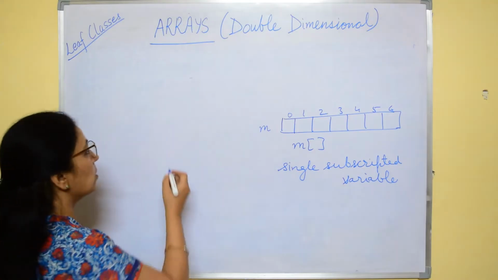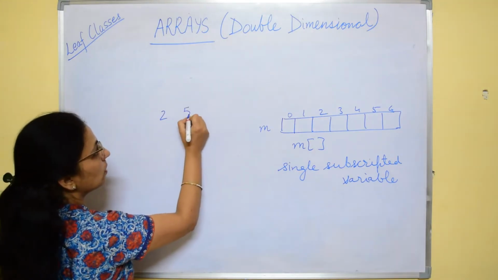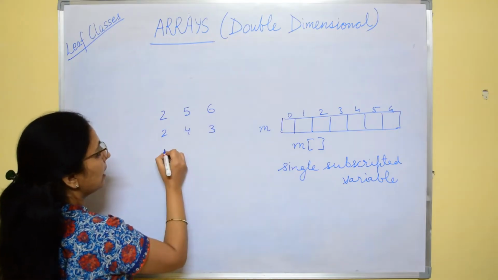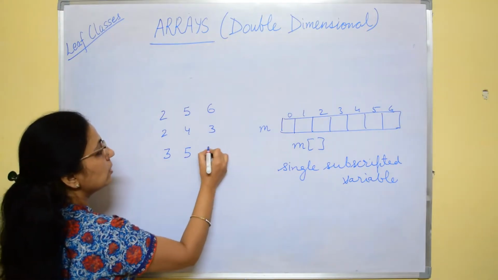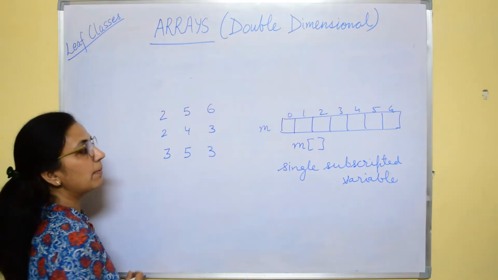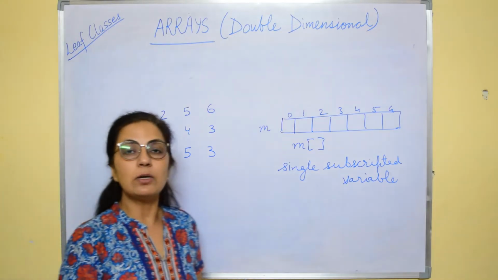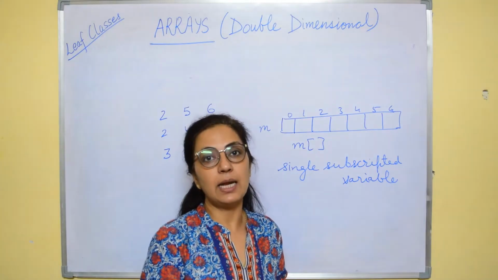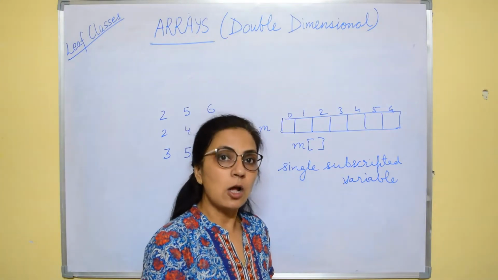So here also, suppose I want to store the information and display the information like this in matrix format, then to do so we use double dimensional array. So double dimensional array is a structure which contains rows and columns.